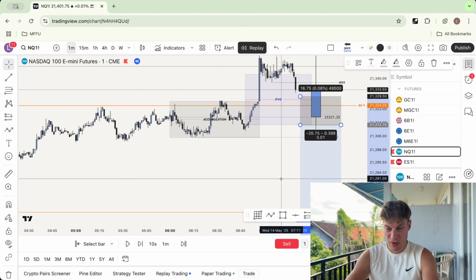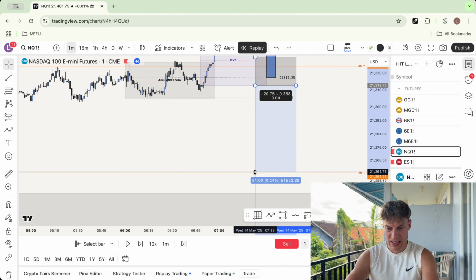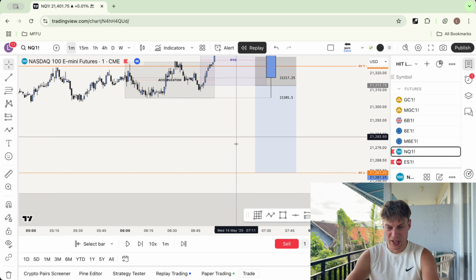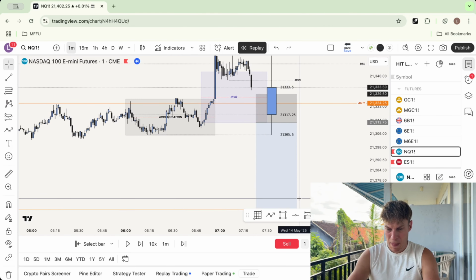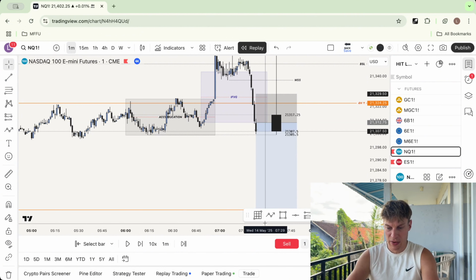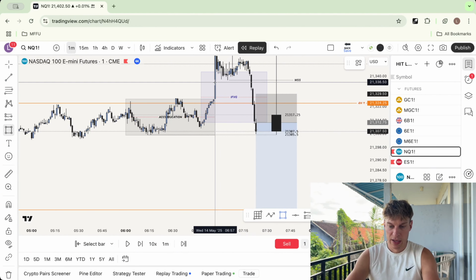look, if price comes down to this level and breaks this IFVG, it's going lower. It's going significantly lower. And if I skip a few candles ahead, there we go. That was my entry point right there.